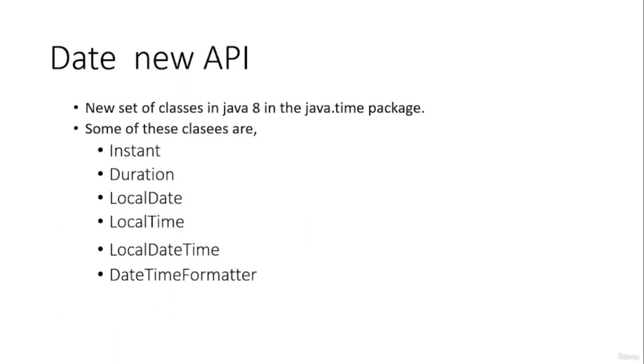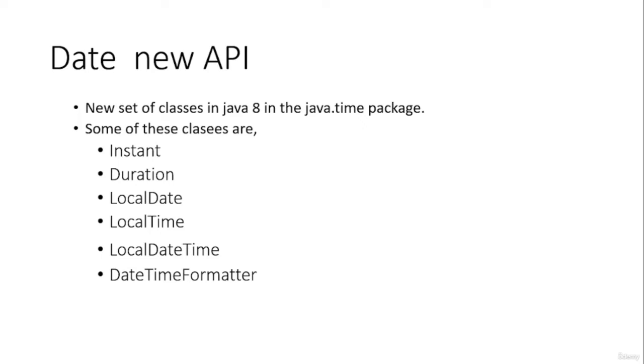Next we will see the new Java date API, which is available in the java.time package and was introduced in Java 8. It has a lot of features and a lot of classes, and we will explain them one by one in the program. Now let us see some of the classes. The first one is Instant, which gives the particular instant of a date. We will see it in the program to understand more.